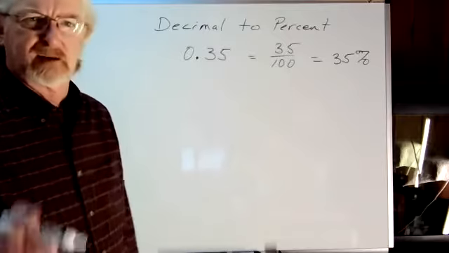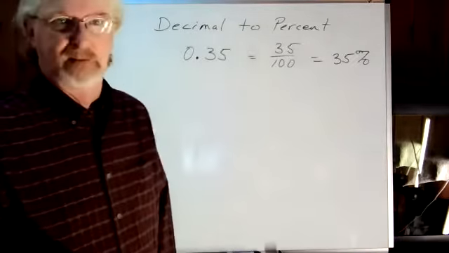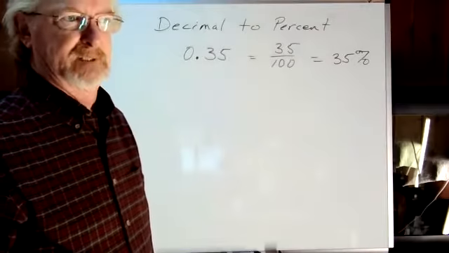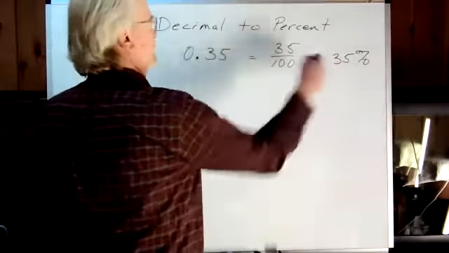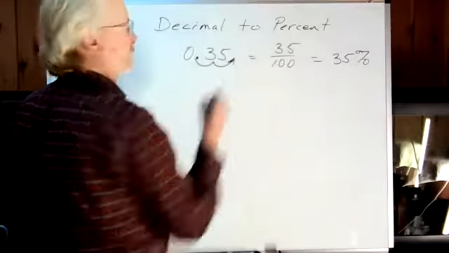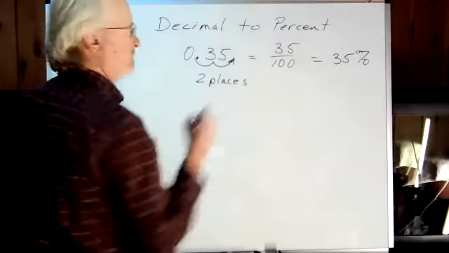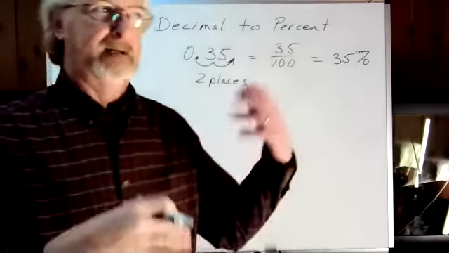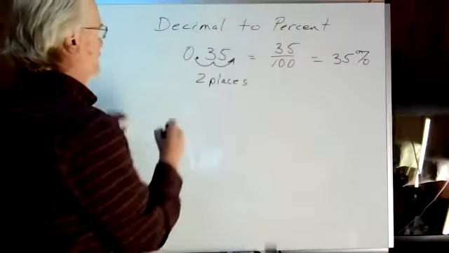And notice that word cent, percent, right? Century, centigram, it's that metric prefix for hundreds. Notice how we get from here to here. Move that decimal point over 2 places. And we can convert a decimal value into a percent value.